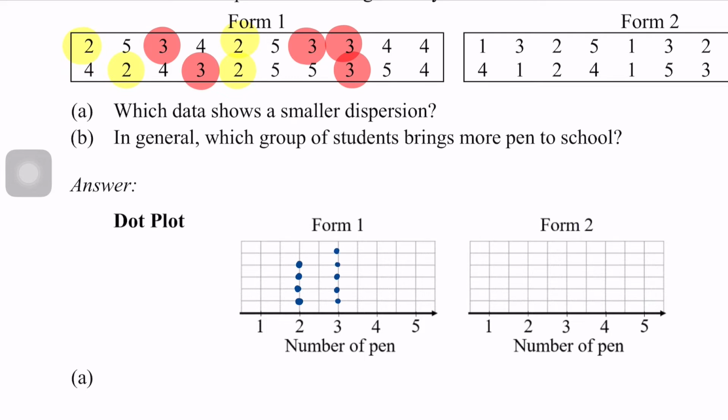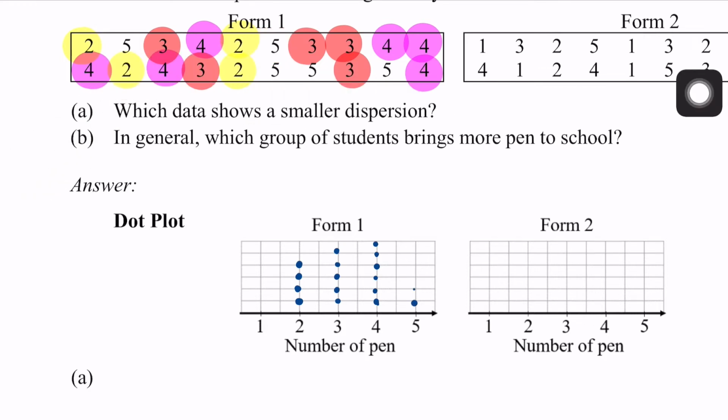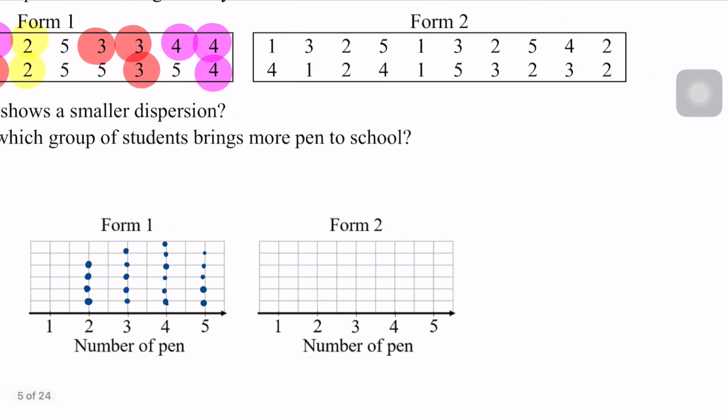Next, number 4. 1, 2, 3, 4, 5, 6. Now we have 6, 4. And last one, 5. 1, 2, 3, 4, 5. Ada 5, 5. Okay, settled Form 1. Next for Form 2.